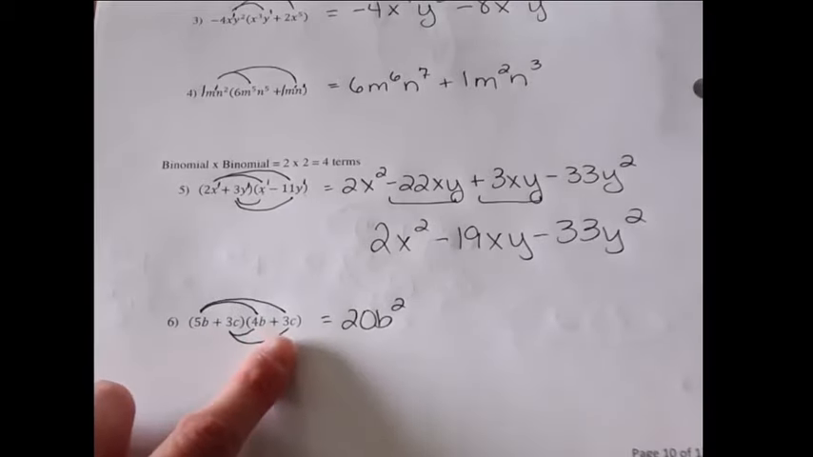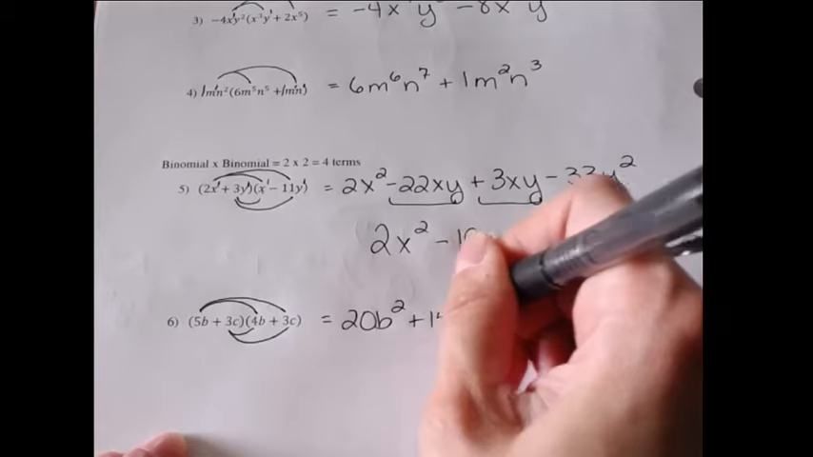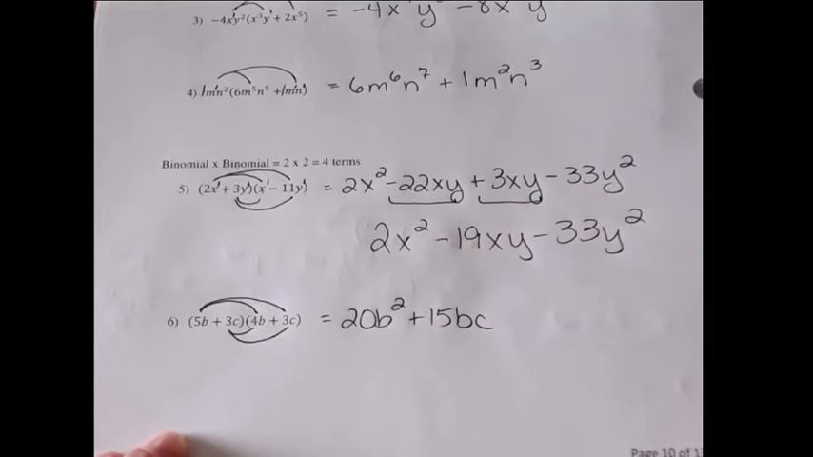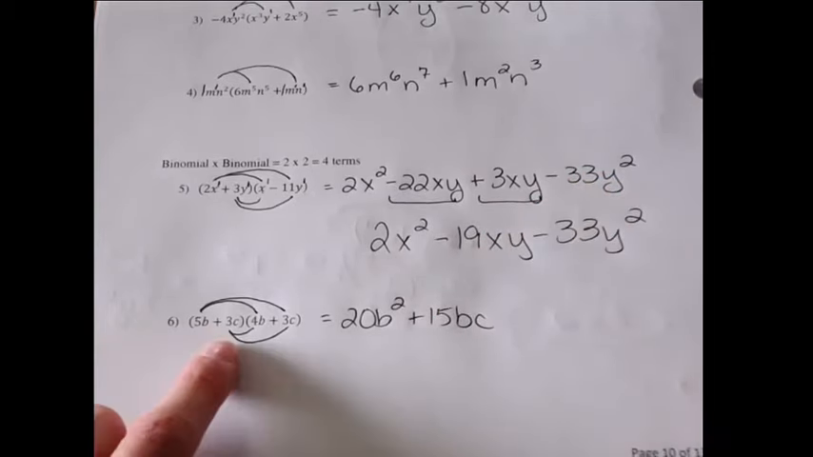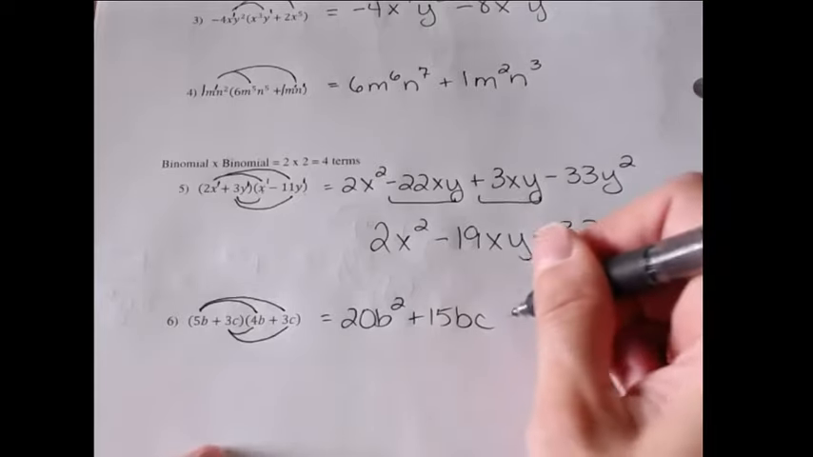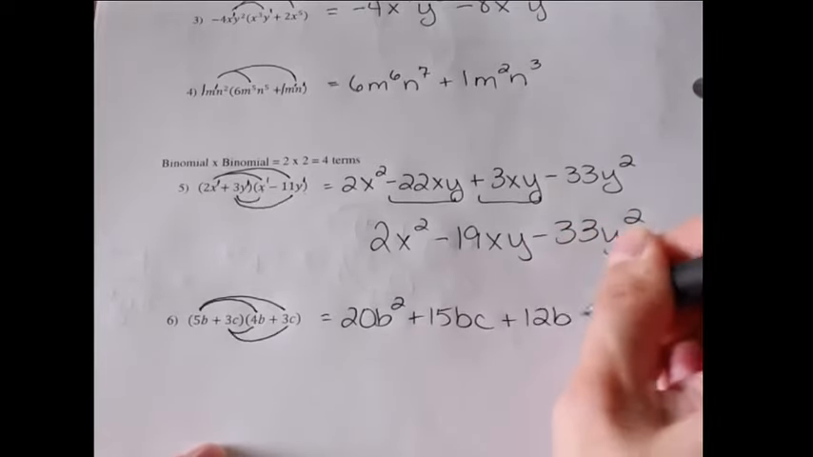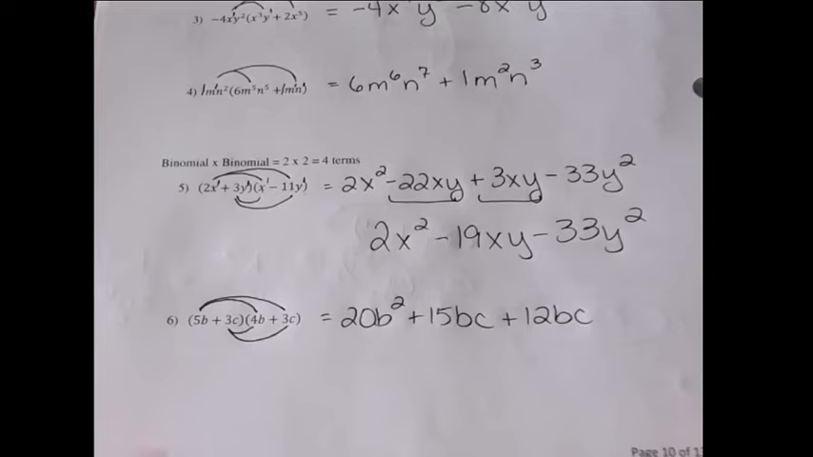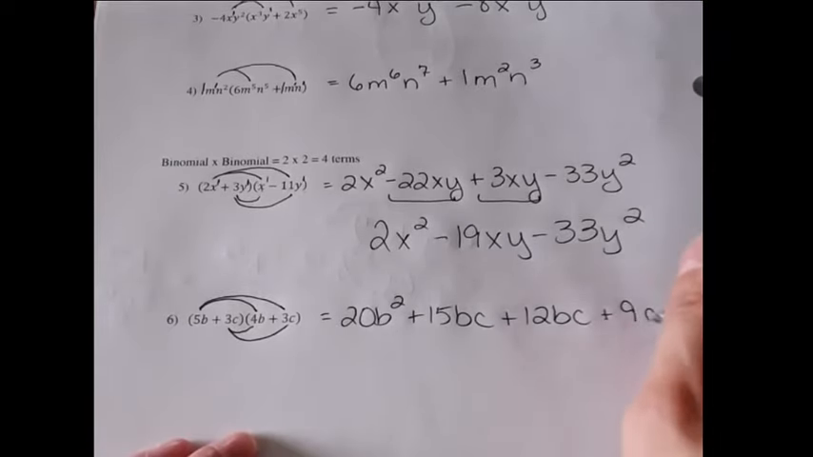5b times 3c, that's 15bc. 3c times 4b, that's 12bc. And then 3c times 3c is 9c squared.